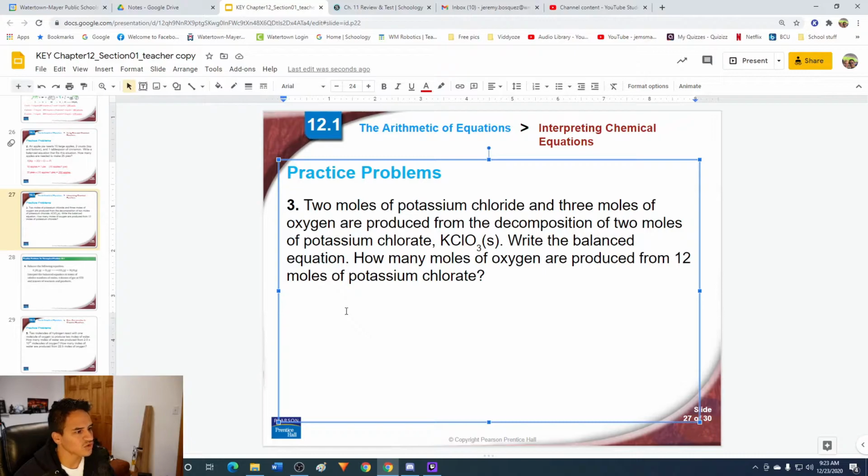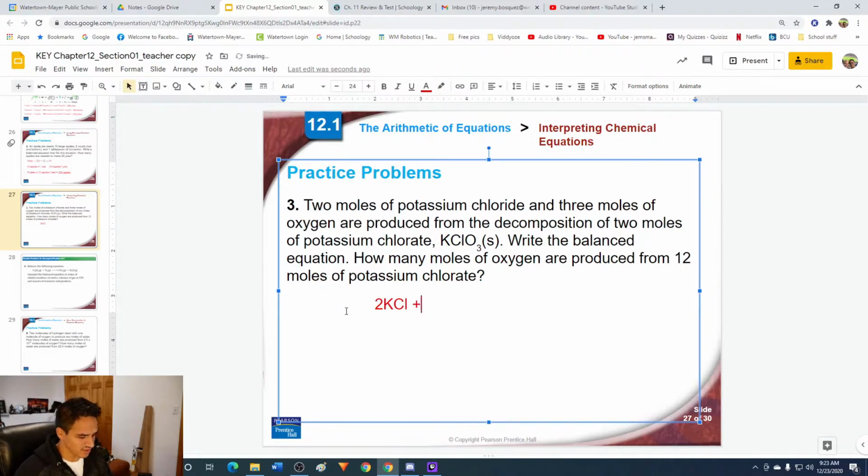So it says 2 moles of potassium chloride and 3 moles of oxygen are produced. Okay, so those are our products. So 2 moles of potassium chloride. Now potassium chloride is KCl. I'm not going to go into how to write that chemical formula. We learned that in chapter 9. We did that again in chapter 11 when we were writing chemical reactions. So at this point, you should know how to write chemical formulas. If you're still struggling at this point in the last chapter of the course, then you should be asking me for help. But I'm not going to go over how to write chemical formulas in this one.